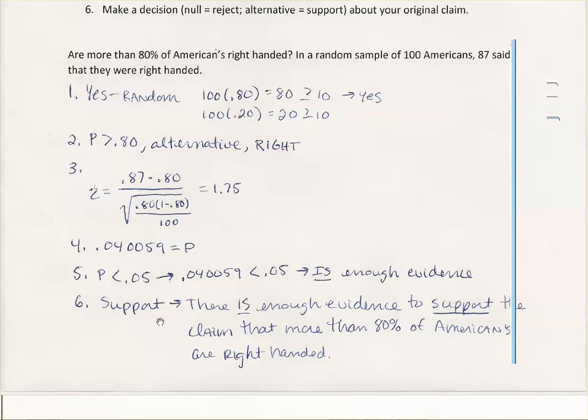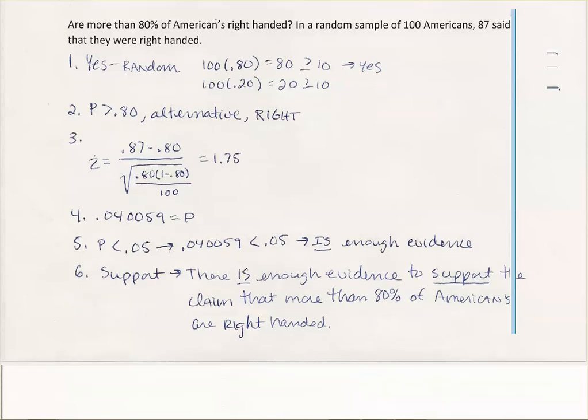So how we would write this out is that there is enough evidence to support the claim that more than 80% of Americans are right-handed. So that's where the "is" comes in, and that's where the "support" comes in. And then you just plug it in with your claim. So hopefully that made sense.